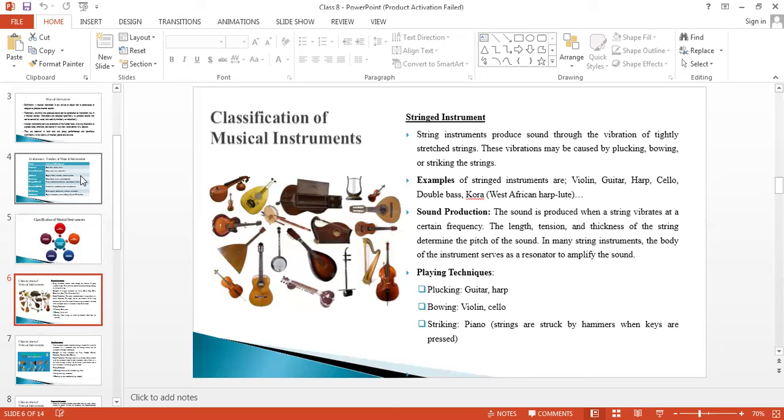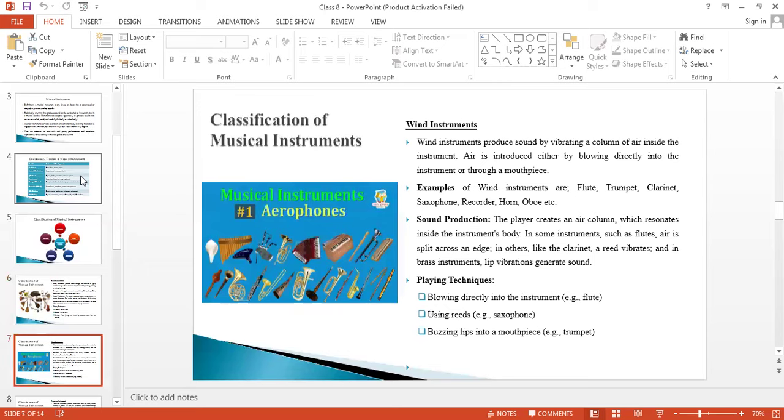So the piano has strings which, when struck, bring up sound. And the next one is the wind instrument.